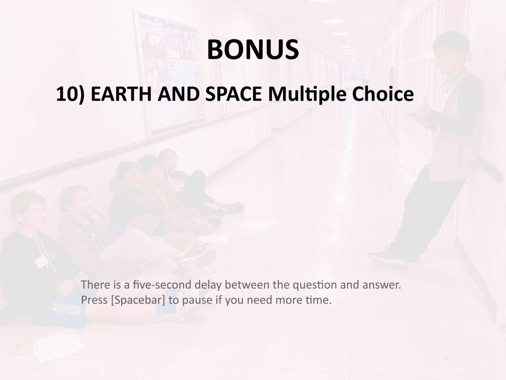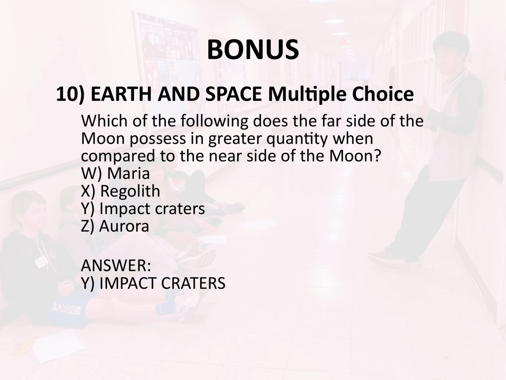Bonus 10. Earth and space multiple choice. Which of the following does the far side of the Moon possess in greater quantity when compared to the near side of the Moon? W. Maria, X. Regolith. Y. Impact craters. Z. Aurora. Answer. Y. Impact craters.